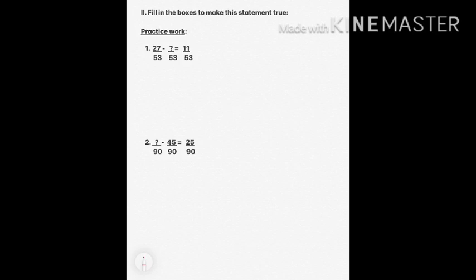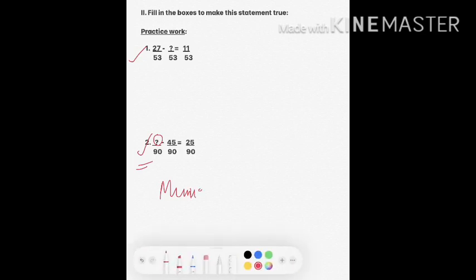Students, fill in the boxes to make the statements true. Now here there are two types of sums I have picked up. Okay, now let us do the second one first. So here, if the first number is missing, then how to find this out? First number is what always, students? It is minuend. It is minuend. Now minuend is what?